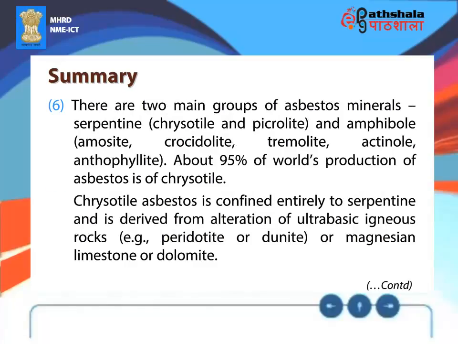There are two main groups of asbestos minerals: serpentine, chrysotile and picrolite, and amphibole, amosite, crocidolite, tremolite, actinolite, anthophyllite. About 95% of world's production of asbestos is of chrysotile. Chrysotile asbestos is confined entirely to serpentine and is derived from alteration of ultrabasic igneous rocks, for example peridotite or dunite, or magnesian limestone or dolomite.